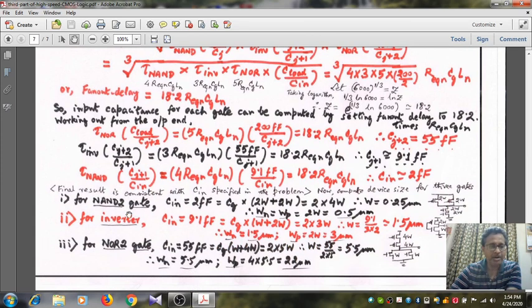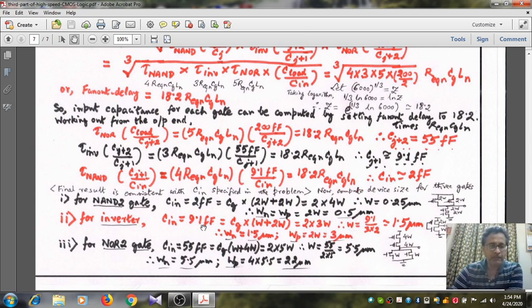So how? For the NAND 2 gate, C input equal to 2 femtofarad, so Cg into 2W plus 2W. For your benefit, I have drawn the 2 input NAND gate transistor diagram. So here you can see that the PMOS transistor should be sized up to 2W and NMOS to be 2W each. So Cg into 2W plus 2W, I get W equal to 0.25. Hence the size of the NMOS and PMOS transistor should be 0.5 micrometer.